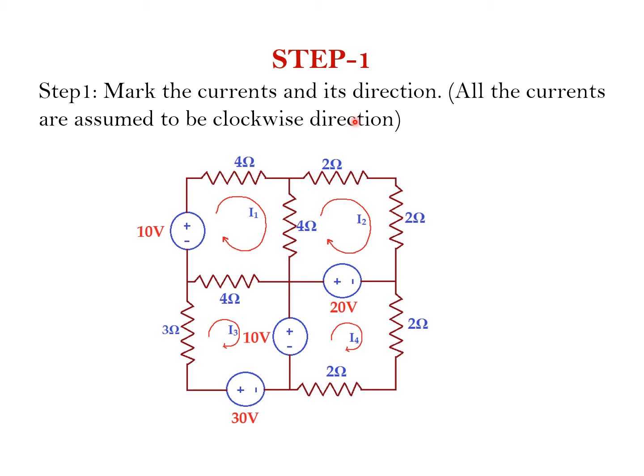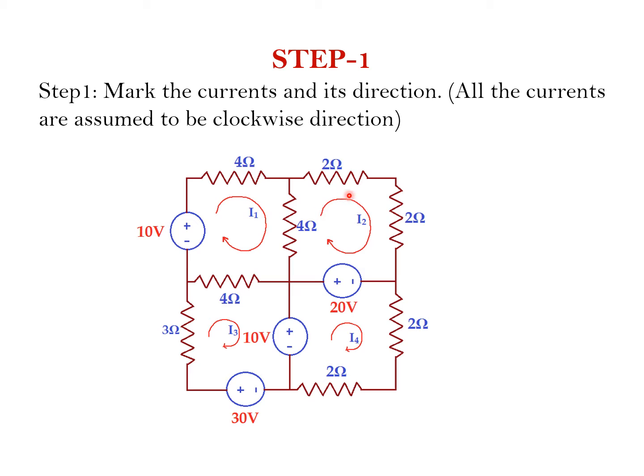So first, the step number 1. What is step number 1? Mark the current and its direction. I have assumed all the currents are in clockwise direction. Okay, this is the first loop. The direction of current is clockwise and the current assumed here is I1.